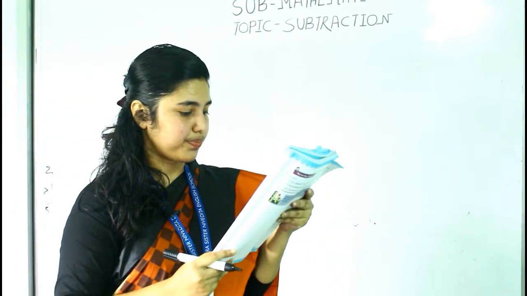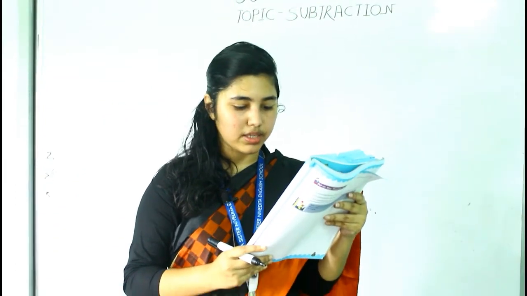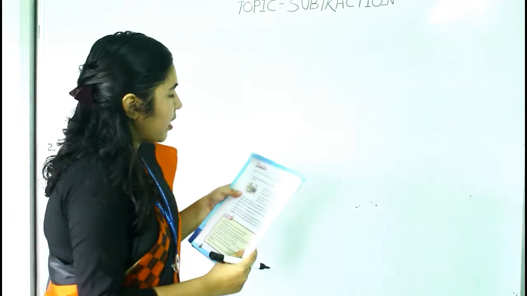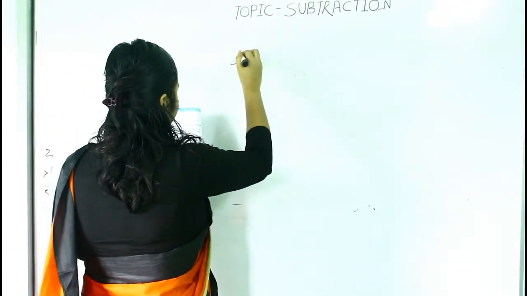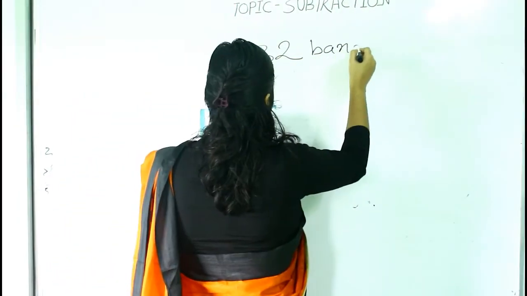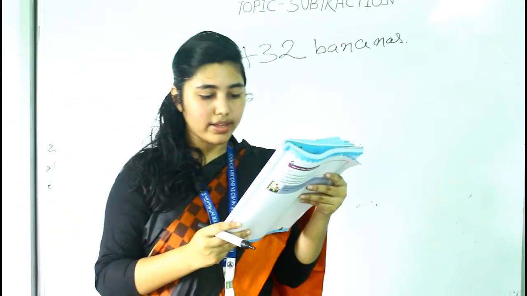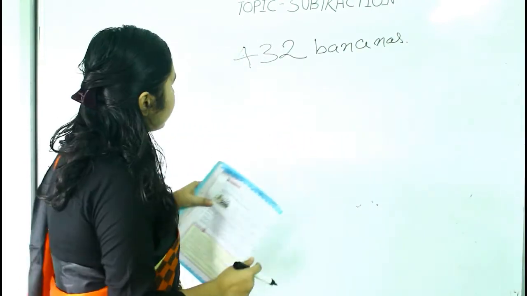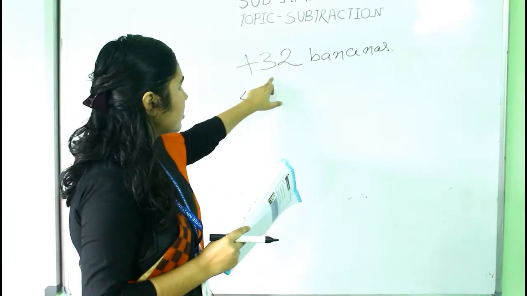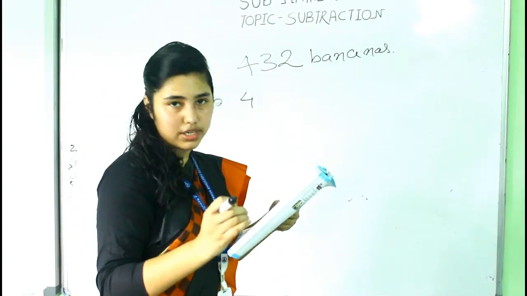Question number 4. Mother bought 432 bananas. She distributed 130 bananas among needy people. So first take this first part. Mother bought 432 bananas. Now she distributed 130 bananas among needy people. That means we have to subtract 130 from 432 because 130 bananas she already distributed among needy people.